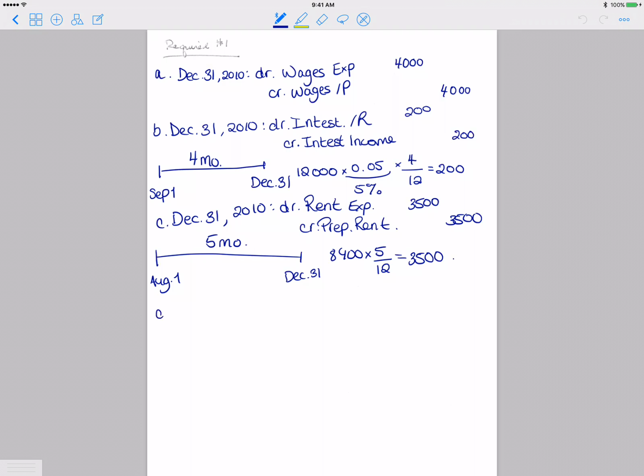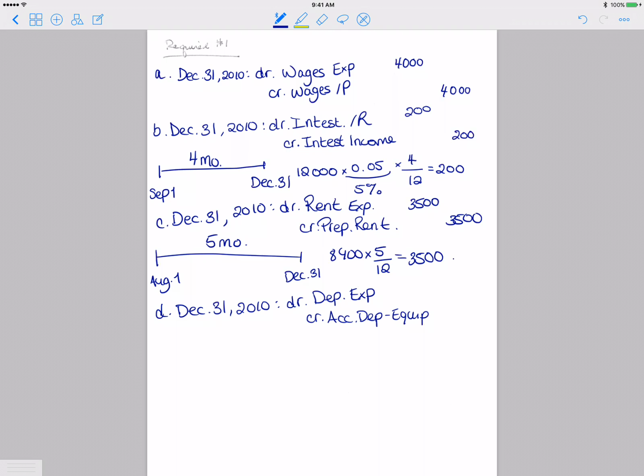So at December 31st, 2010, we need to debit our depreciation expense, and we need to credit our accumulated depreciation for our equipment. How do we know how much? Now we need to calculate the depreciation expense using the straight line.